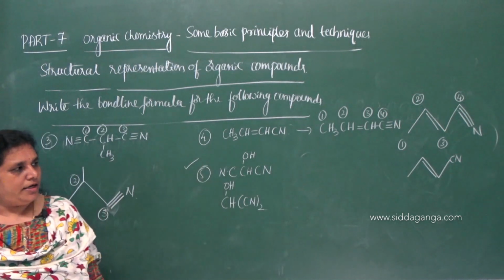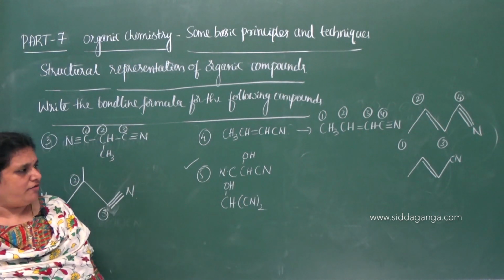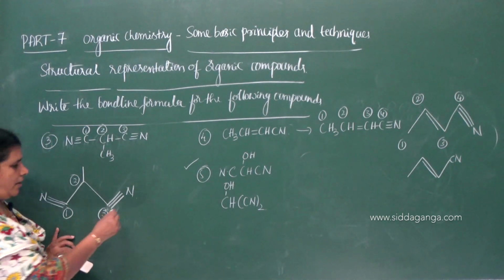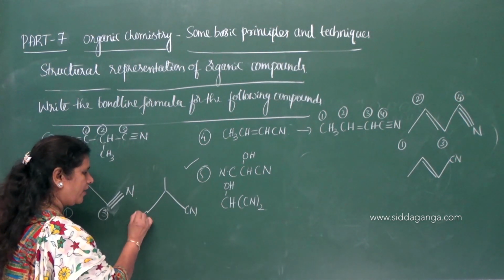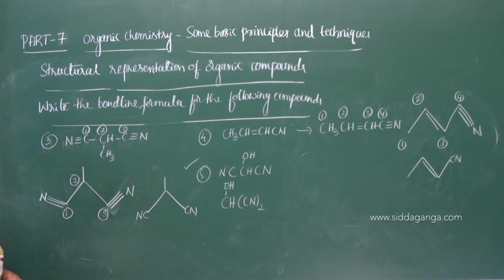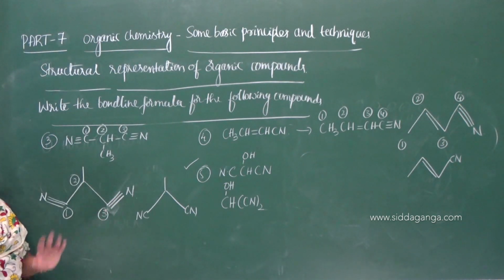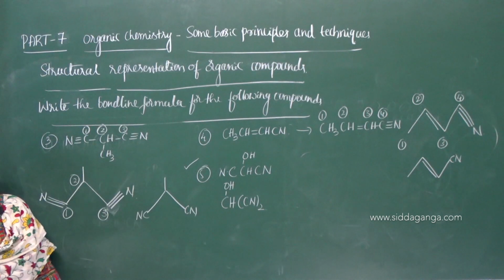CN you can write directly in the bond line formula. Here also you can represent this one in this way: CN. Directly you can write the functional group. But this is the actual structure, the bond line formula. Even you can represent it in this way.